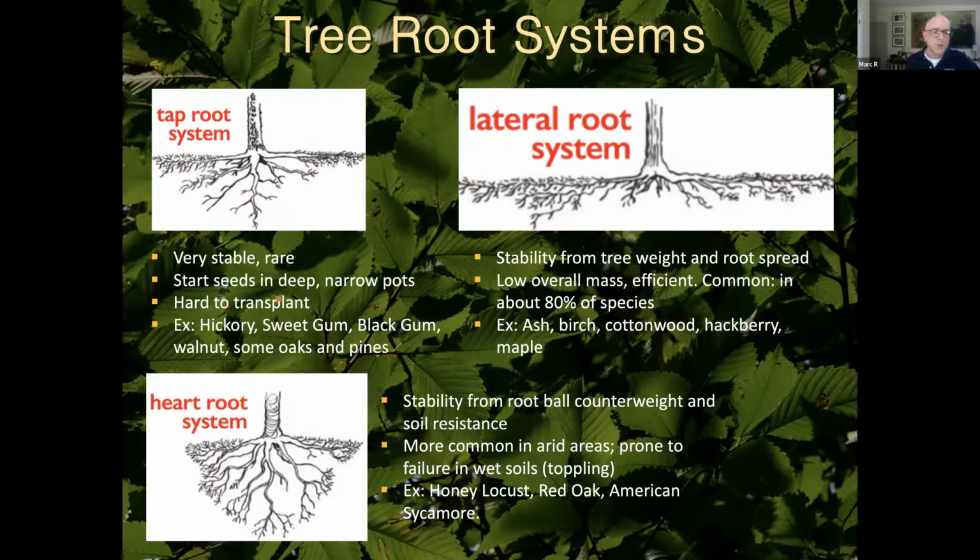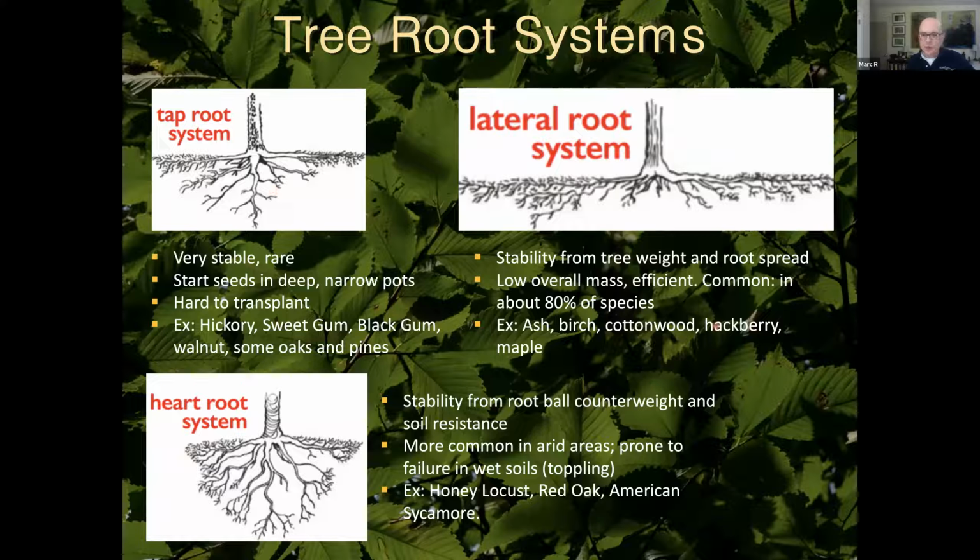And also, if you do start these things from seeds, you've got to make sure they're in deep, narrow pots. And also that when you get them, you don't let them sit for years in that pot, because you don't want that taproot getting to the bottom of the pot and coiling around, because it's going to be very difficult then for the tree root system to grow properly if that happens.